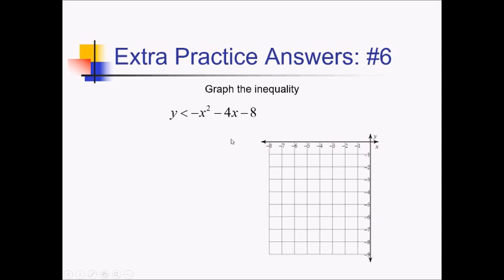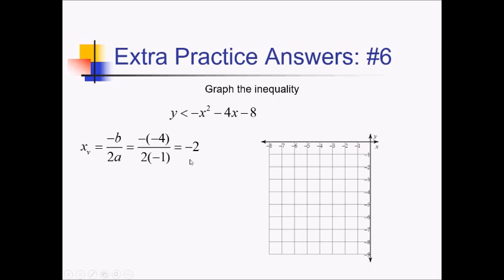To graph this inequality, let's go ahead and find the vertex with negative b over 2a. So that's going to be negative negative 4 over 2 times this invisible negative 1 here. So that's positive 4 over negative 2, which is negative 2.